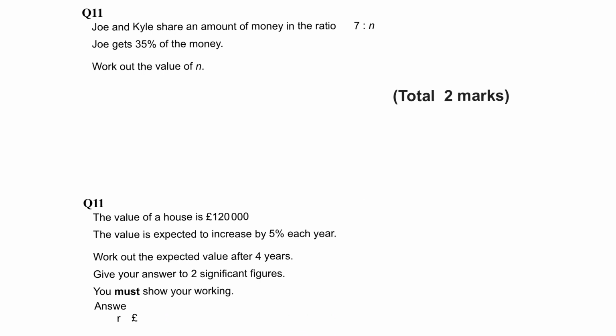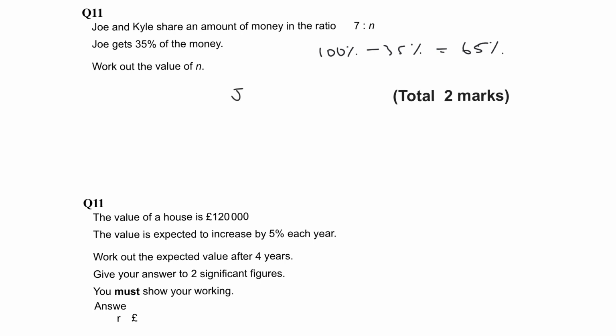So moving on to the next question, it says Joe and Kyle share an amount of money in a ratio of 7 to n. Then it says that Joe gets 35% of the money, and it wants us to work out the value of n. So if Joe gets 35% of the money, then to work out how much Kyle gets, you would do 100% minus 35%. So you know that Kyle would get 65% of the money.